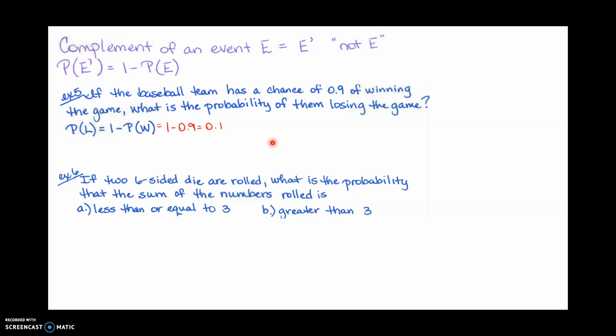Now, if you do 90% and 10%, that's fine. Just remember that we always write our probability as a decimal or a fraction. It has to be a number between 0 and 1. All right, look at the next one.